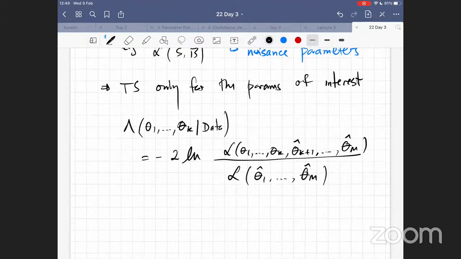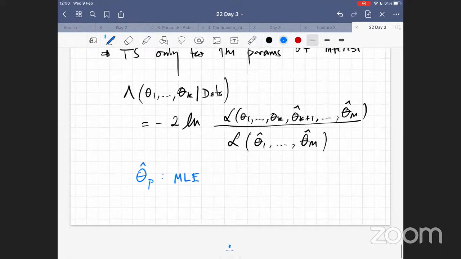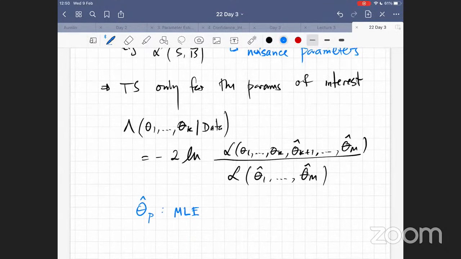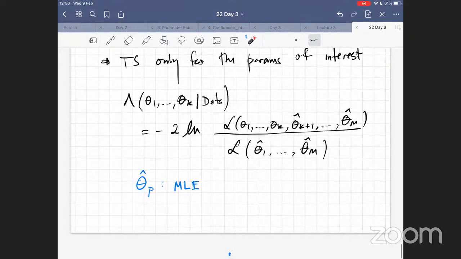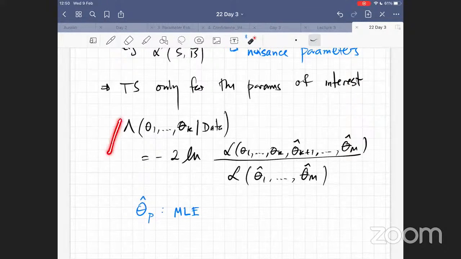So for any parameter here, this represents the maximum likelihood estimate somehow for the parameters of interest and for the nuisance parameters. Okay, so this expression here, sorry.